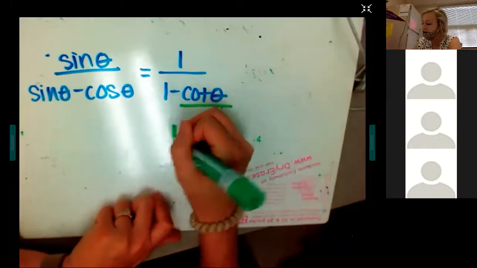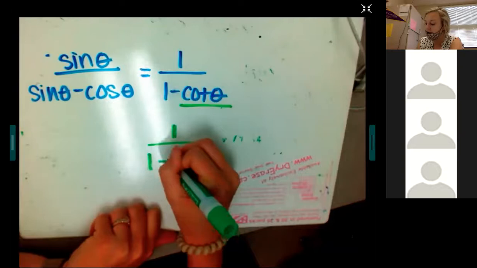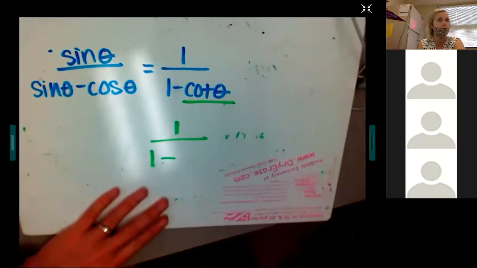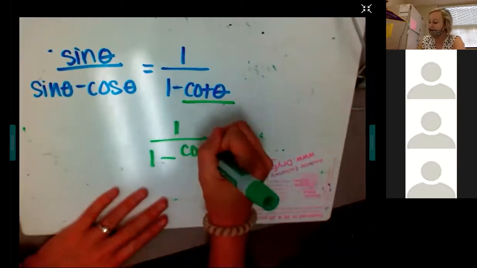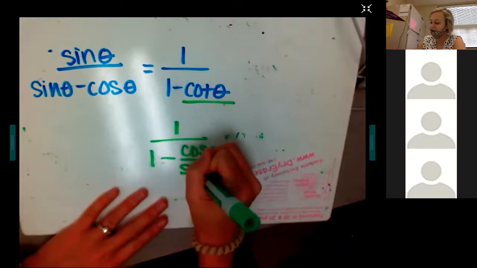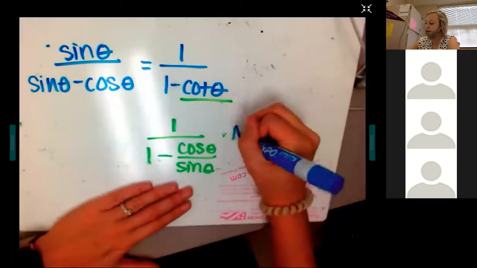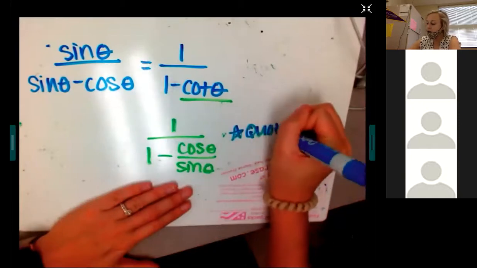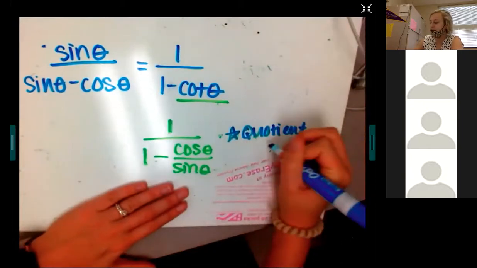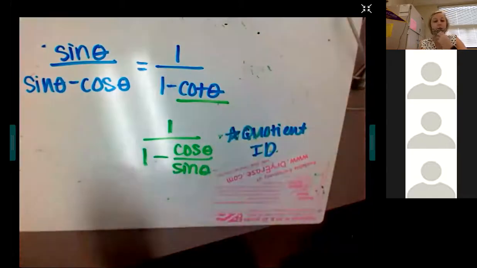So somebody else tell us, what is cotangent written as sines and cosines? What do I write? Good, girls. Y'all said that at the same time. Jinx. Cosine over sine. And remember, this is called a quotient identity because you are dividing two things. It's a quotient.